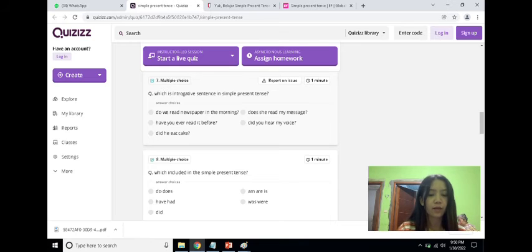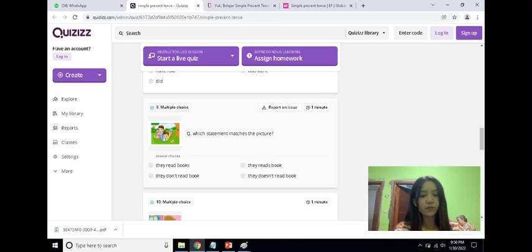And next, number 8. Which is included in simple present tense? Do, does, have, had, did, am, are, is, was, were. The answer is do, does, am, are, is. Number 9. We can see the pictures. Which statement matches the pictures? The answer is they read books.